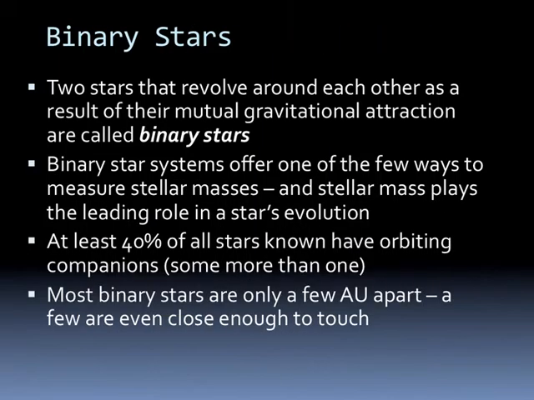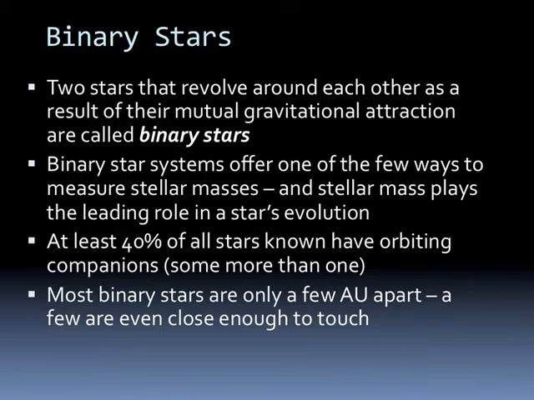Now another thing we see as we look out are binary stars, two stars that revolve around their mutual center of gravity. Binary star systems offer one of the few ways to measure stellar masses, and stellar mass plays a leading role in a star's evolution.